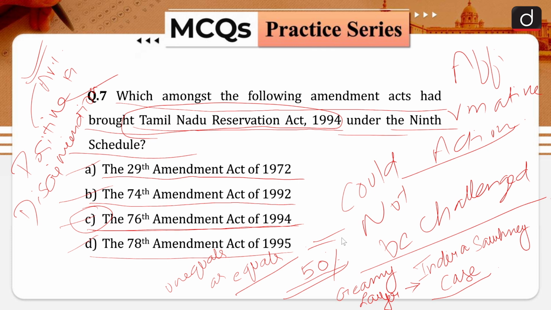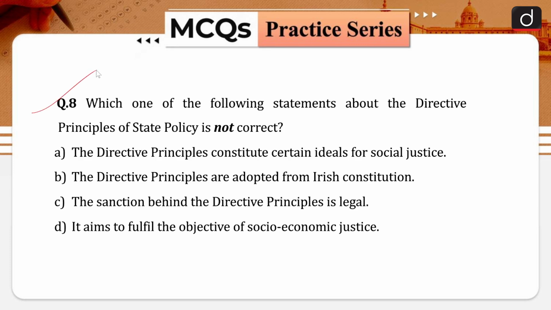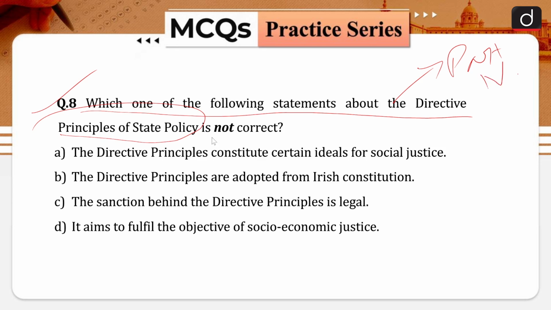Okay, moving forward to our next question, that is question number 8. Which one of the following statements about the directive principles of state policy that are mentioned under Part 4 of our Indian Constitution is not correct? So whenever there is a statement based question, kindly read it carefully. I am reiterating it because many of you read it in a hasty manner as correct, and hence you lose out on your valuable marks. And mind you, UPSC has negative marking, so each question is important.